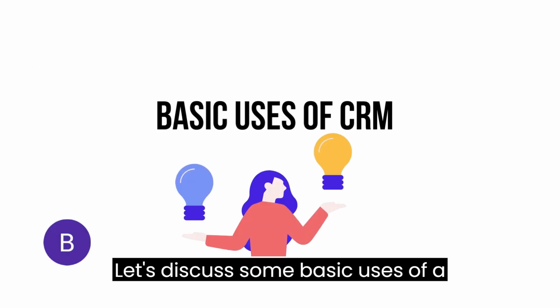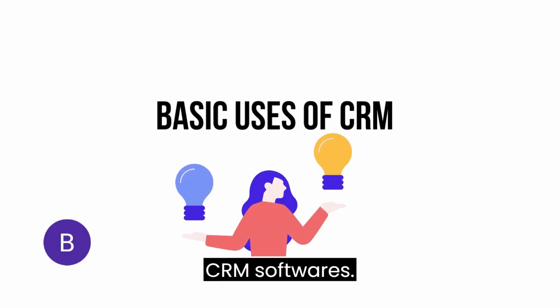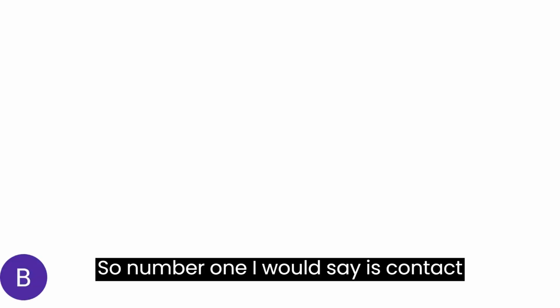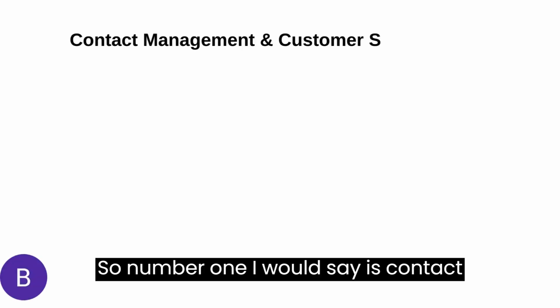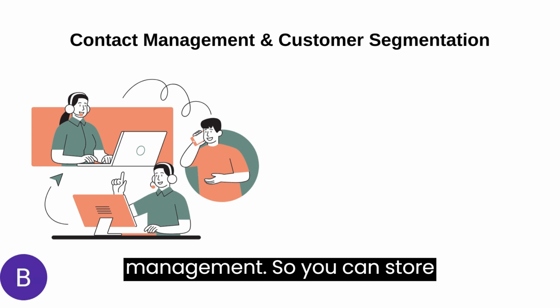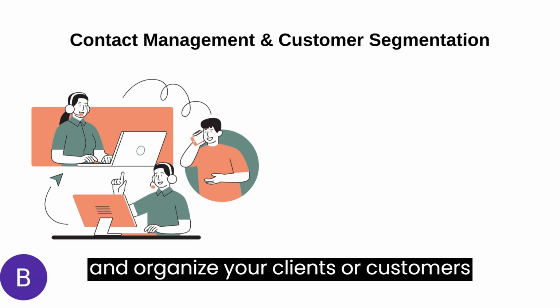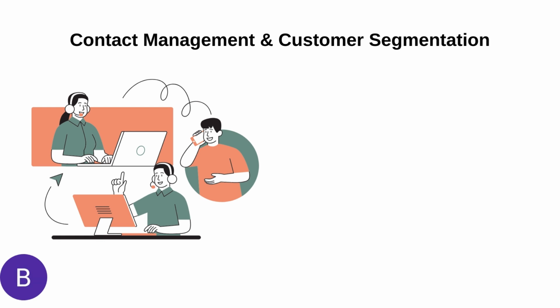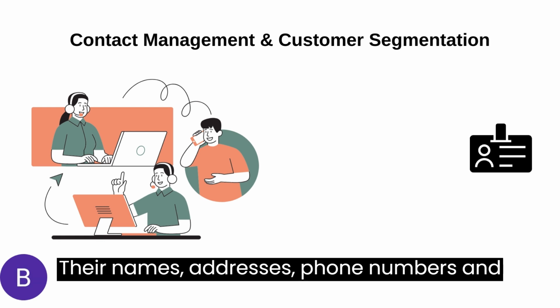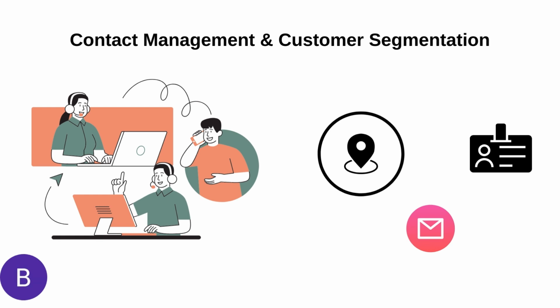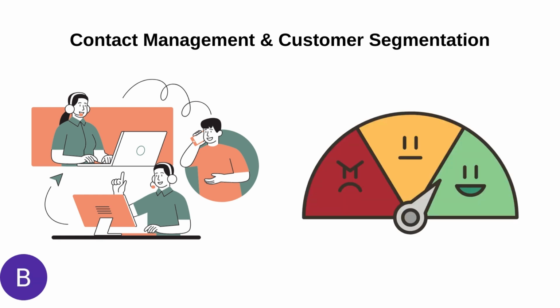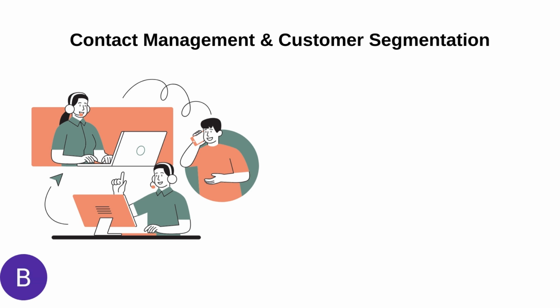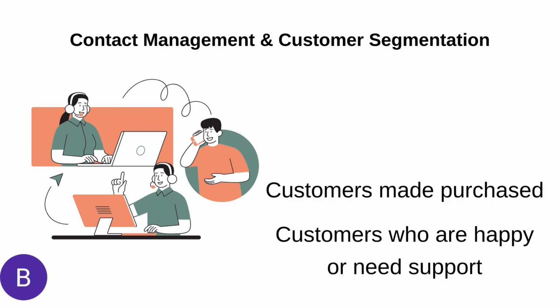Let's discuss some basic uses of CRM software. Number one, I would say, is contact management. You can store and organize your clients' or customers' contact information. That includes their names, addresses, phone numbers, and email addresses. You can even group customers based on shared characteristics or behaviors, allowing businesses to target specific groups with tailored marketing strategies.